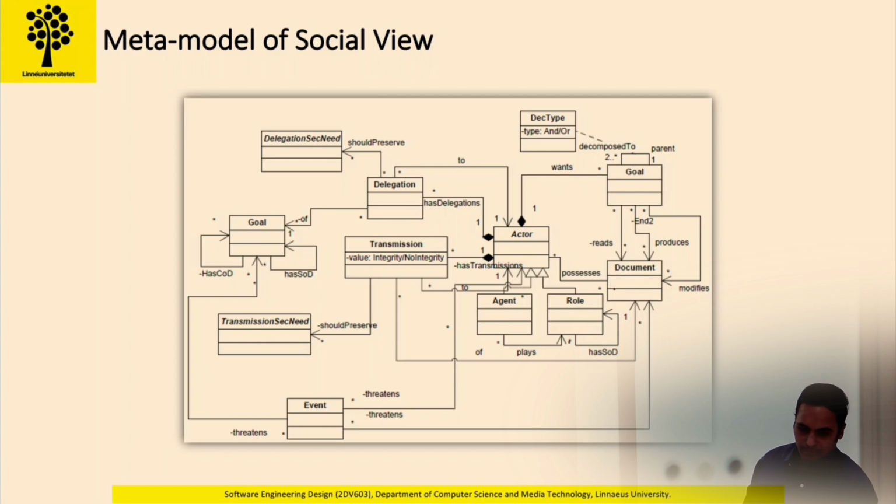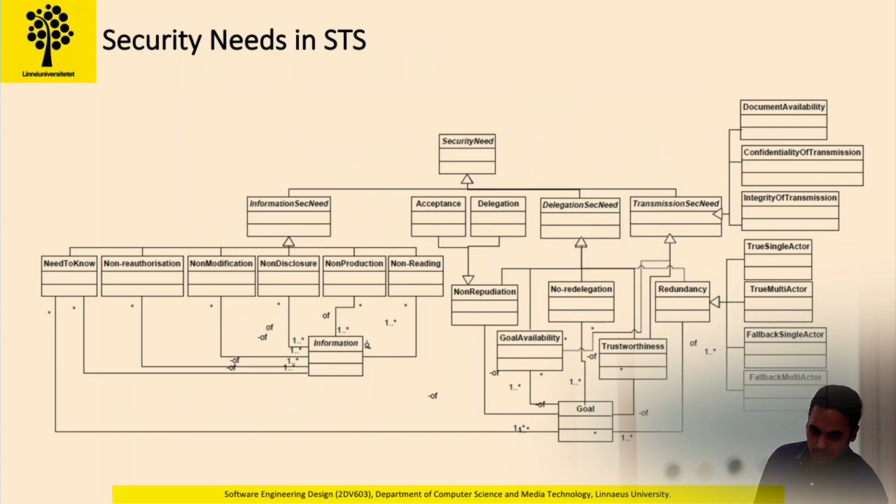And from this meta model, basically, all the models of the social view, or all the diagrams of the social view, will be instances of this meta model. So security needs. As I mentioned, these security needs are the primary factors in the STS-ml model.